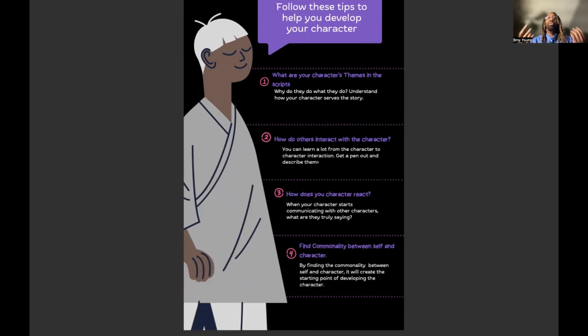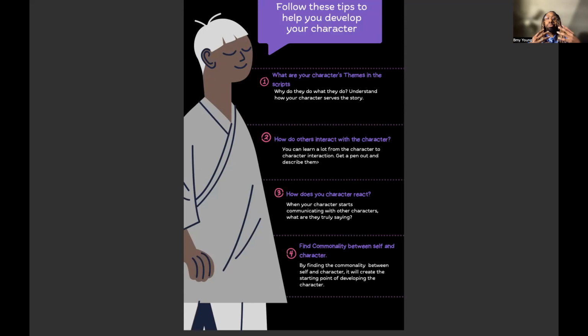And the final tip that I have to say is, find that commonality between self and character. And this is important because in any acting role, you always want to have your own little twist on it. And this is because this is our signature, this is our mark.